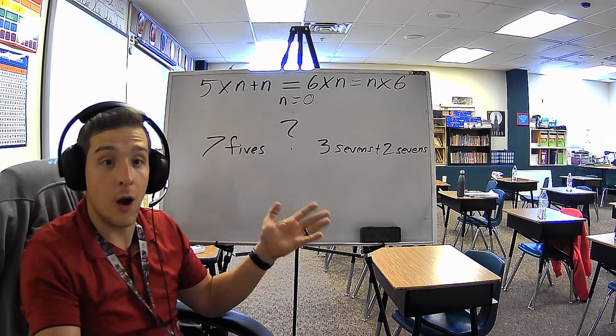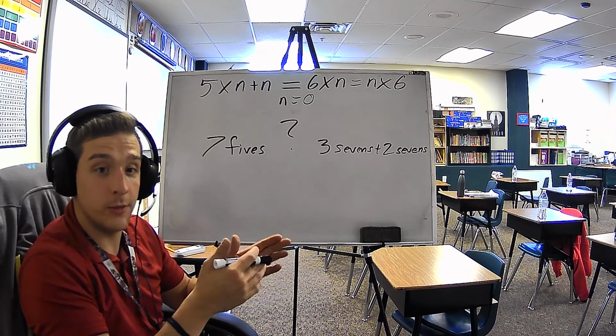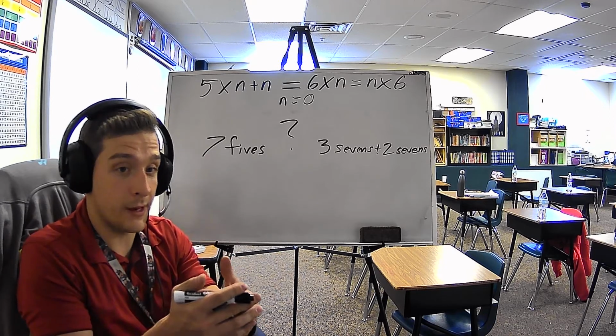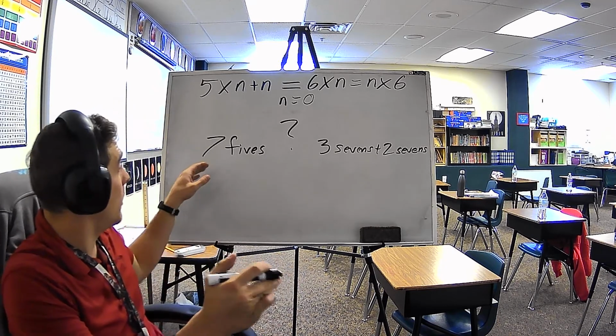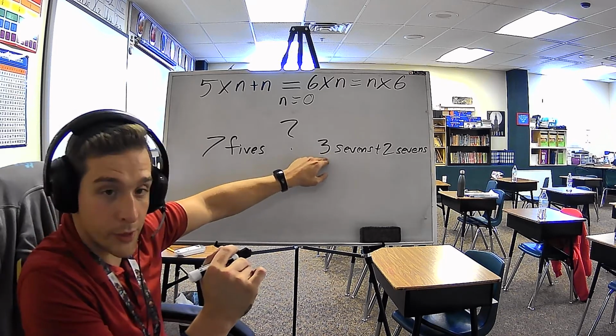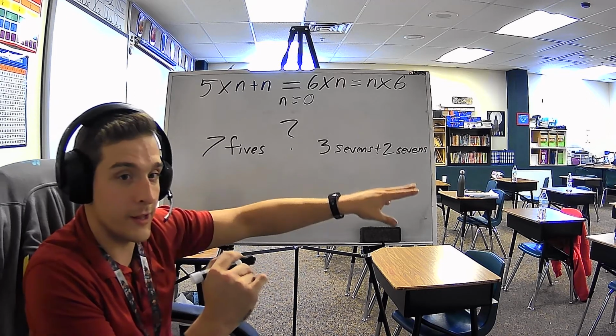And can we draw a picture for this? Yes, we can totally draw a picture for both of these. And if you need to, that's great. I'm not going to do it right now just because I'm going to show you another method. But if you wanted to, you could draw 7 rows with 5 in each over here, and then draw 3 rows with 7 in each plus an additional 2 rows with 7 in each.